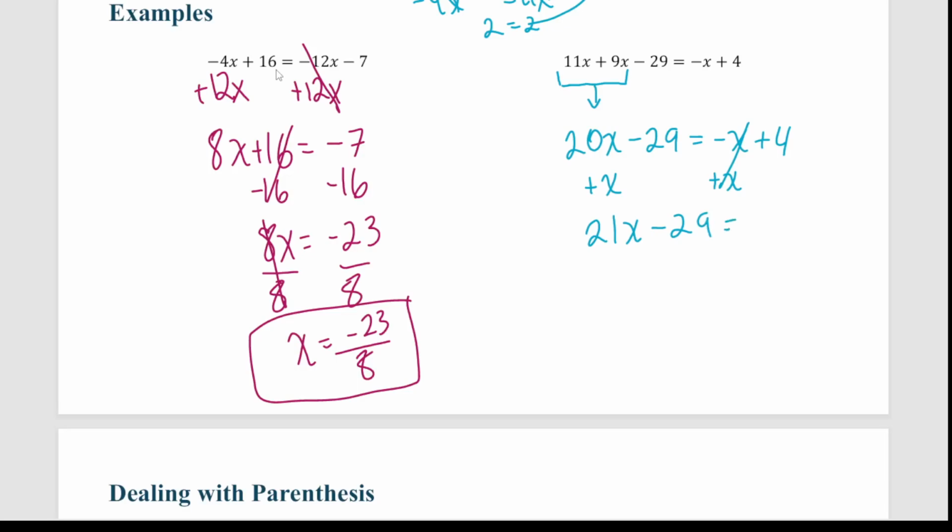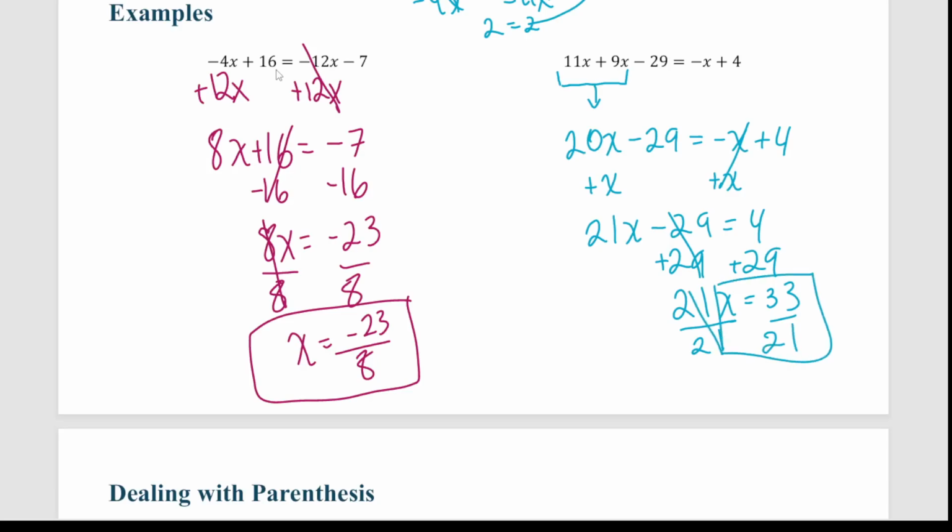Negative 1x plus 1x cancels out on the right, leaving 4. Then again, my goal is to get x by itself, so I'm going to want to move all my constants to the same side. So I want to undo negative 29 by adding 29 to both sides. And I'll be left with 21x is equal to 33. And as a final step, I will divide both sides by 21. And then I'll be left with x is equal to 33/21. Again, it is actually a correct solution. If you do plug it in, you will find that this is a true statement.